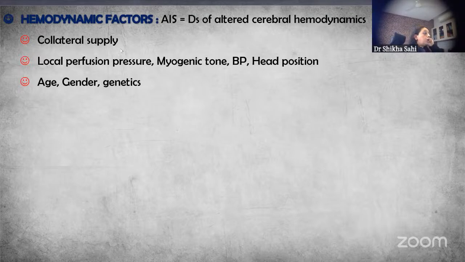So how much is the collateral blood supply, which is the most important deciding factor about how long the penumbra will survive. The local perfusion pressure, myogenic tone, the blood pressure, the head position, age, gender, genetics, all these things affect the cerebral circulation.